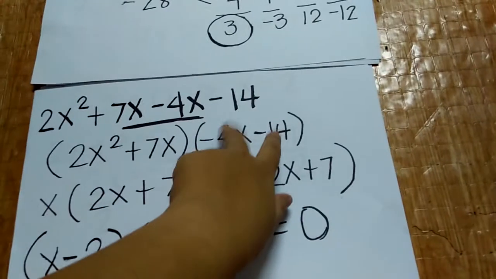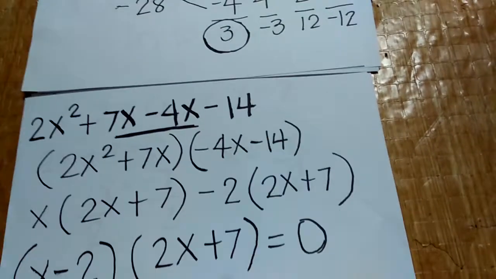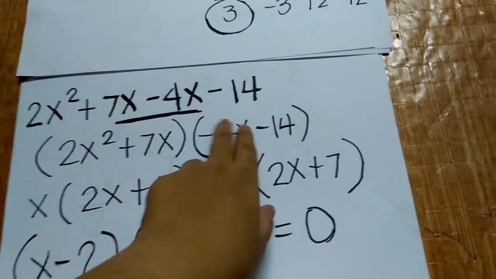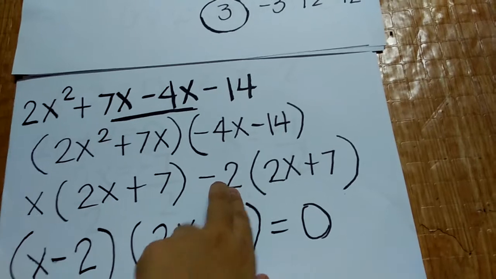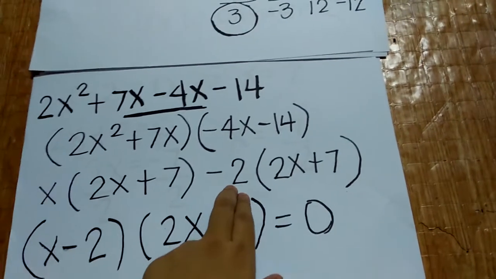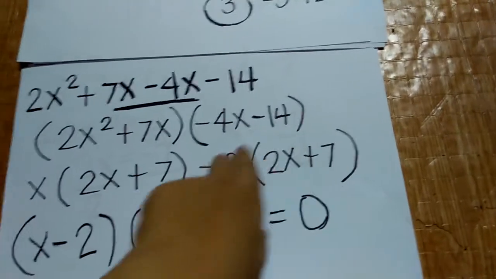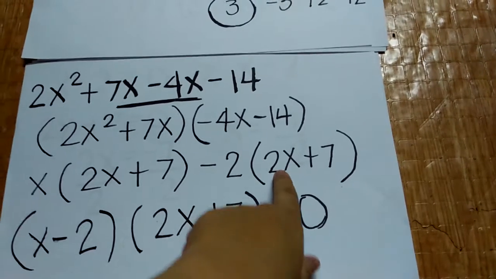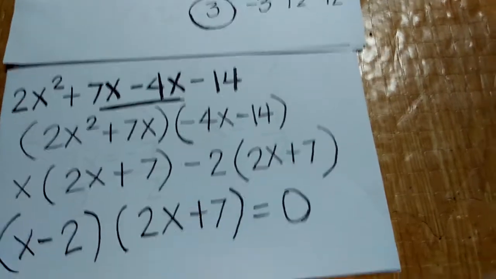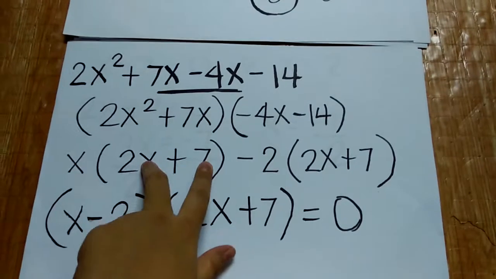Then, ganun din ang gagawin natin sa kabila. Isip tayo ng GCF niya, or common factor. So, negative 4 tsaka negative 14, pwede siya sa negative 2. Then, divide natin. Negative 4x divide by negative 2, positive 2x. Negative 14 divide by negative 2, positive 7. To check kung tama, i-times lang natin. Negative 2 times 2x, negative 4x. Negative 2 times 7, negative 14. So, tama. Okay, so mapapansin ninyo, ayan na.